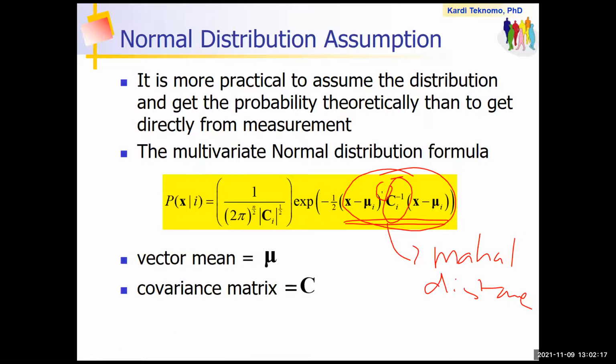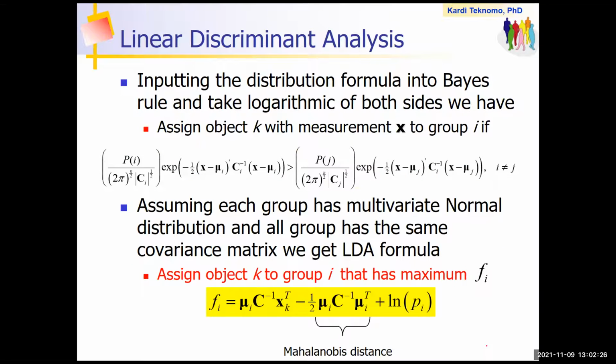So with this, you can actually compute the LDA already. Putting the distribution formula above into Bayes rule, and then you take the logarithm of both sides, then we have this. This is the normal distribution for i, and this is the normal distribution for j. So i must be larger than j for all i not equal to j.